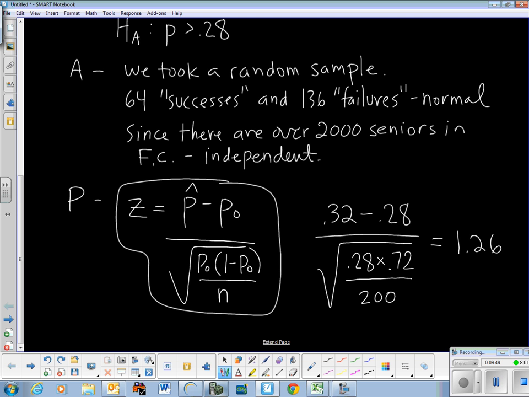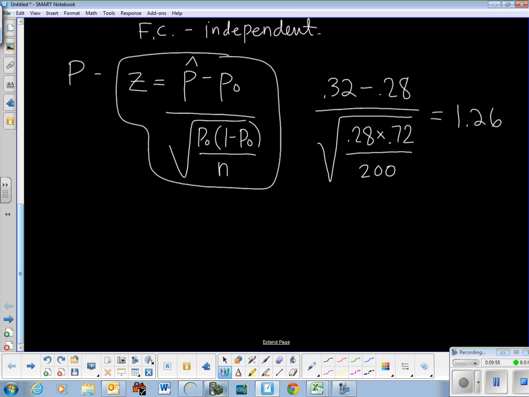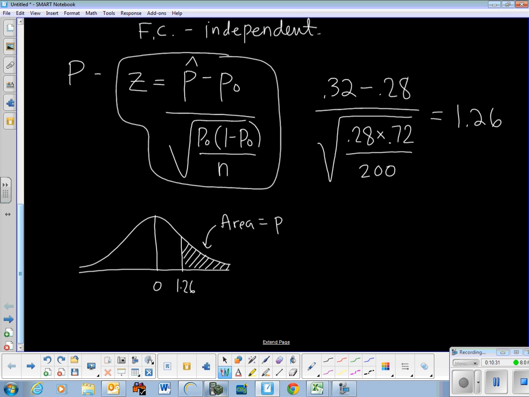So what do you do after you find your z-score? You need to find your p-value. The p-value is the probability that if 28% is the true proportion, we would get a result as messed up as we got or worse, as far away from 28% as we got or worse. So z-scores the old-fashioned way. Got 0 in the middle, got 1.26 right here. I'm looking for this area. This area is my p-value.